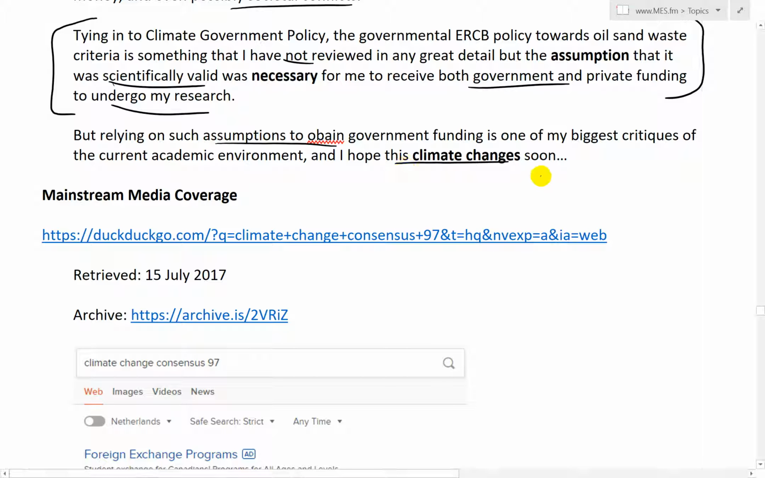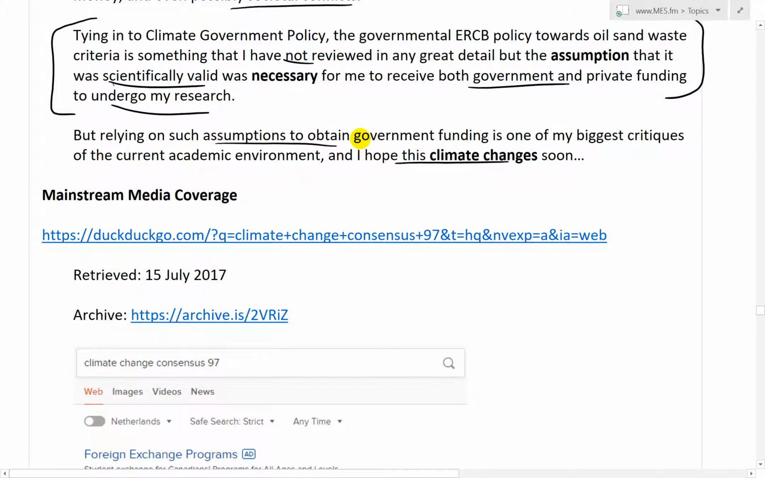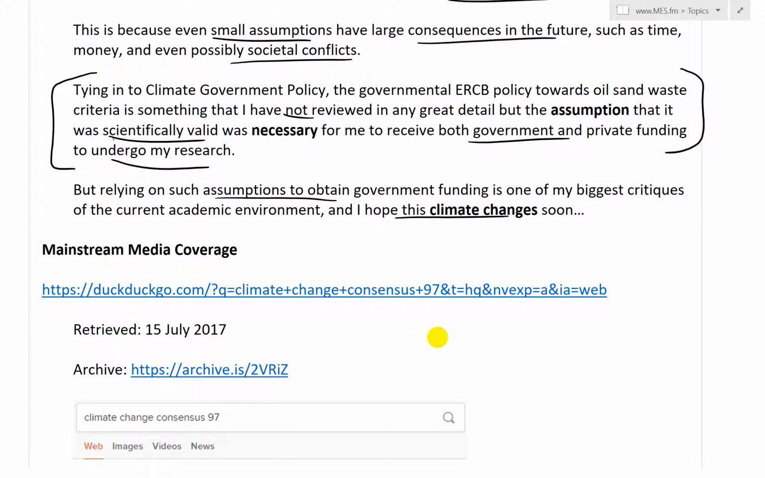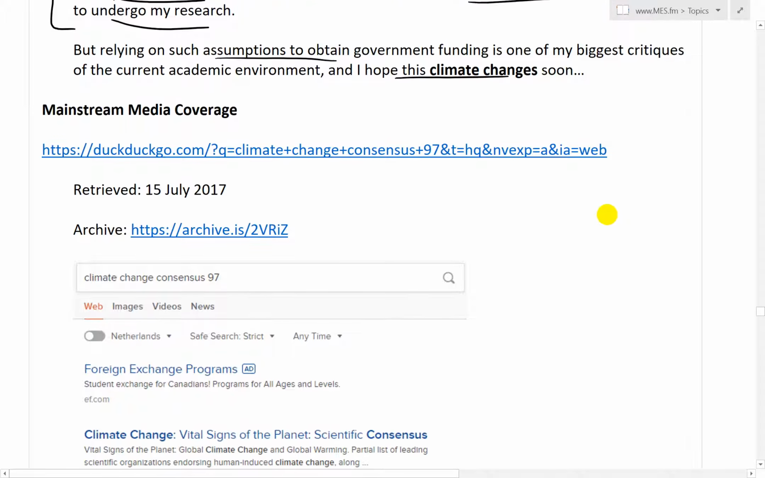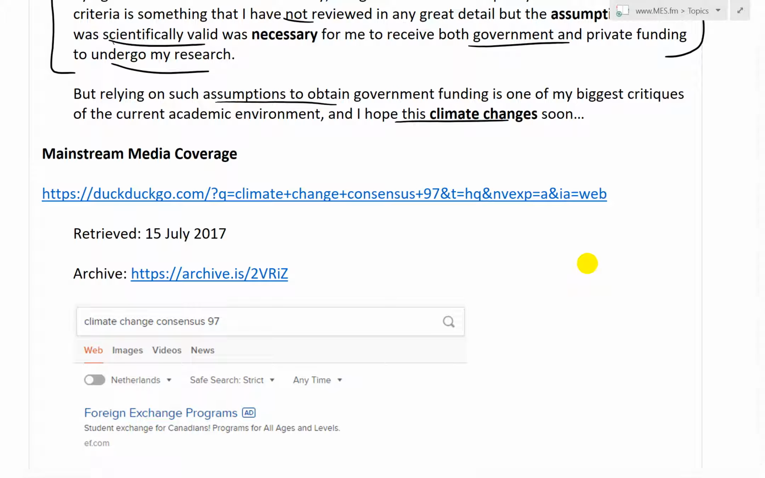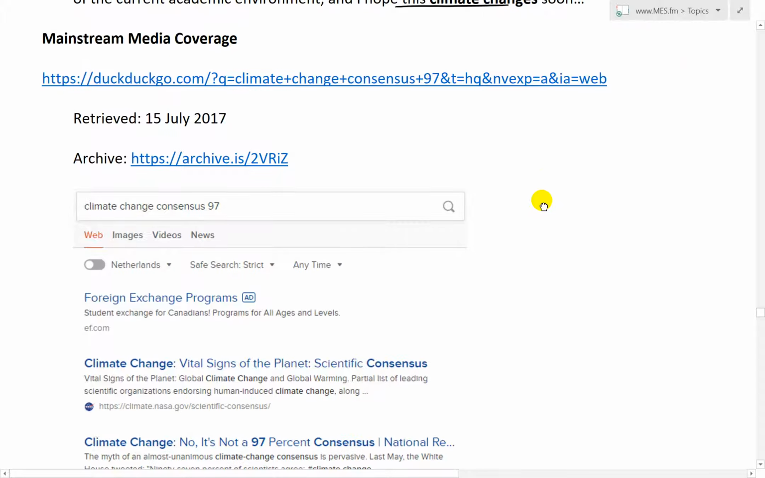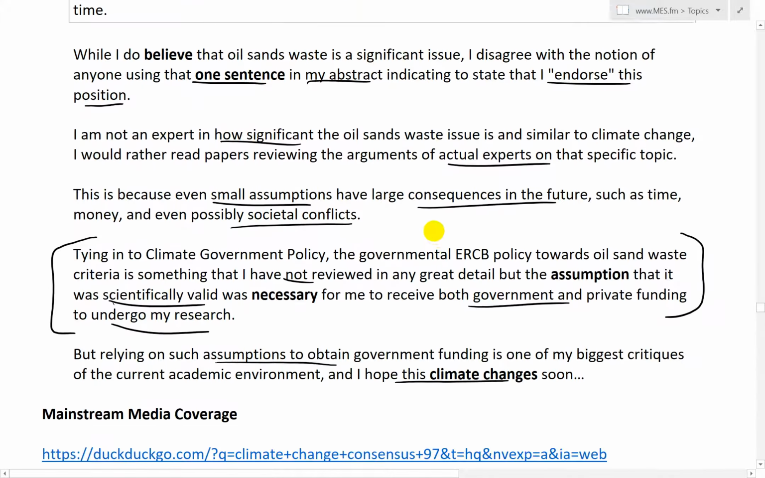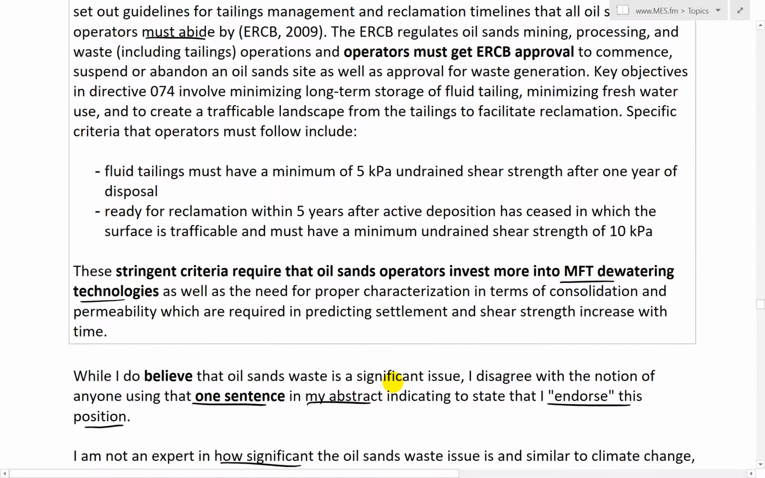Just fix that, and I hope this climate changes soon, because basically these huge assumptions are required to get funding, especially from the government, and that is again my critique of it.